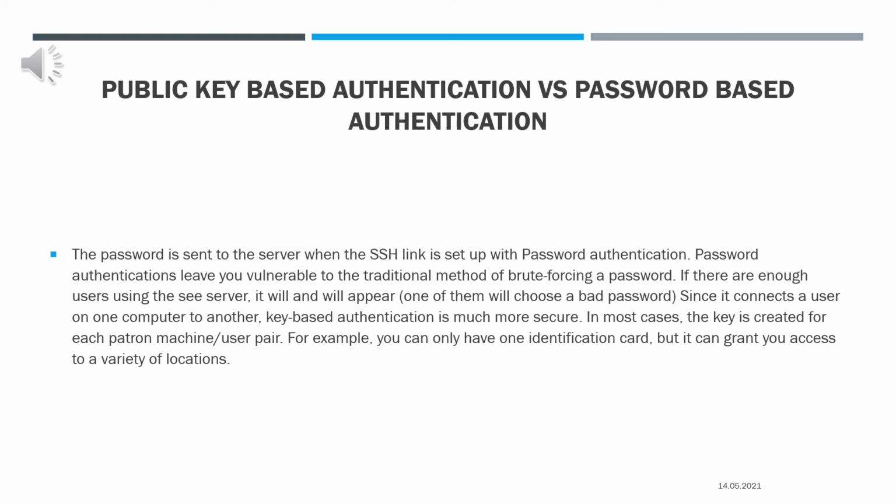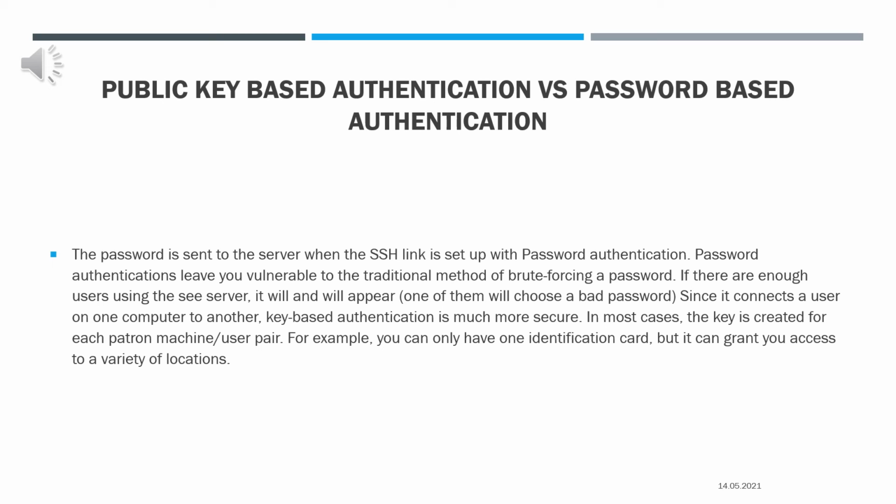Password is used when setting up an SSH link. The password is sent to the server when the SSH link is set up with password authentication. Password authentication leaves you vulnerable to the traditional method of brute forcing a password. If there are enough users using the server, it will appear that one of them will choose a bad password. Since it connects a user on one computer to another, key-based authentication is much more secure.